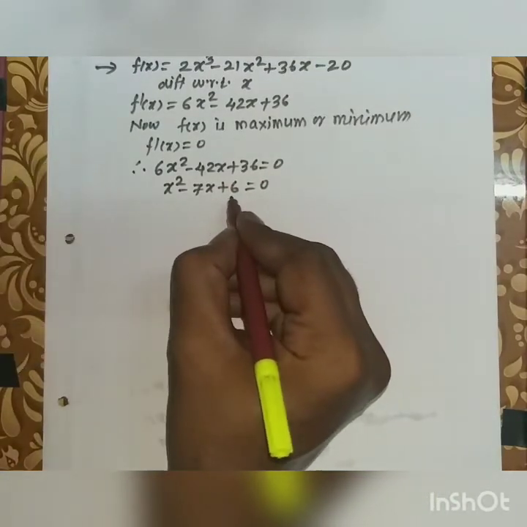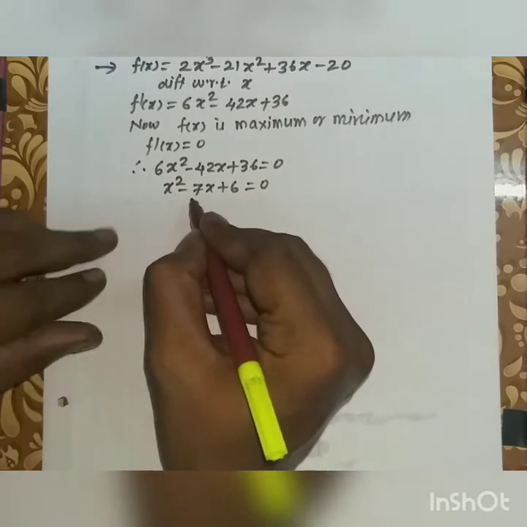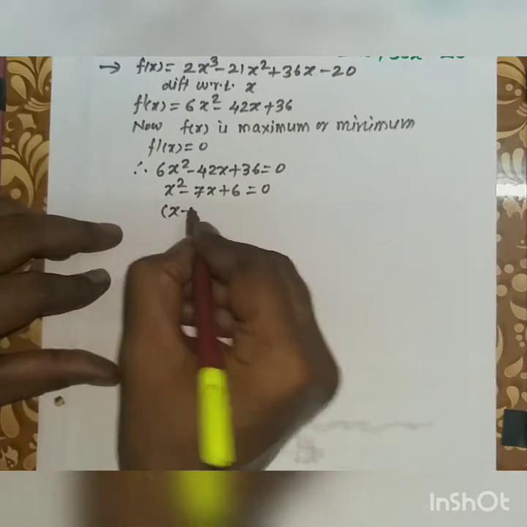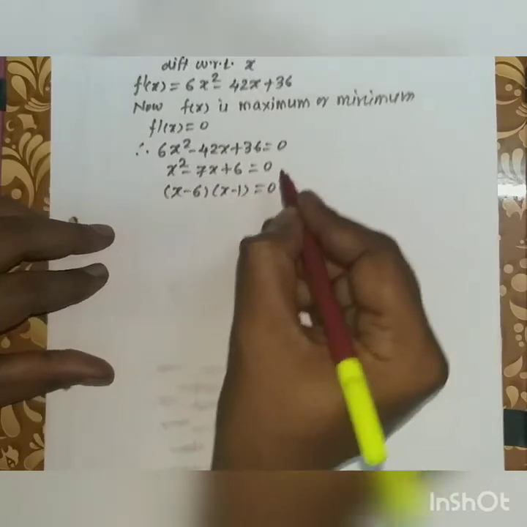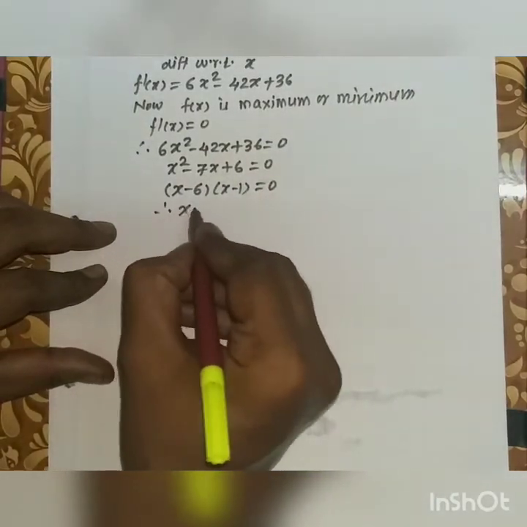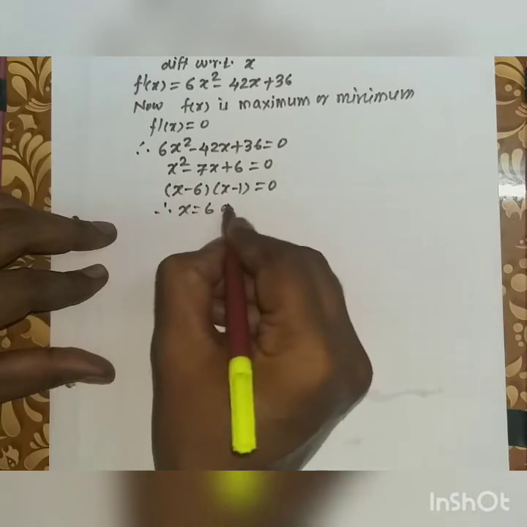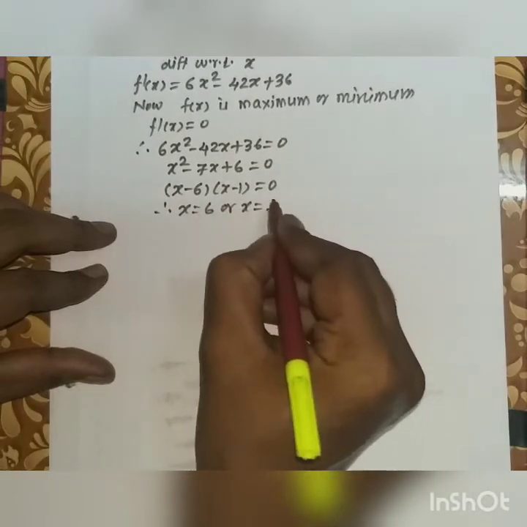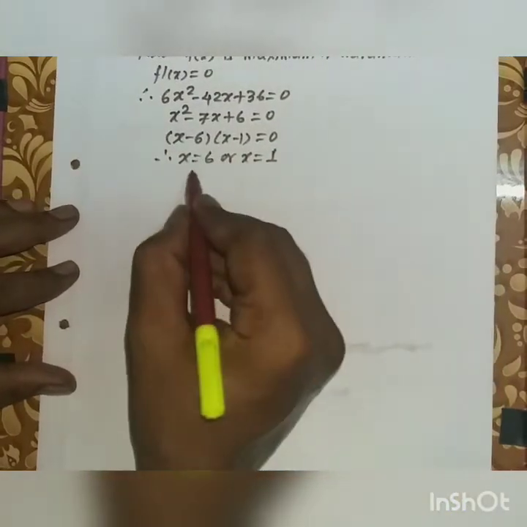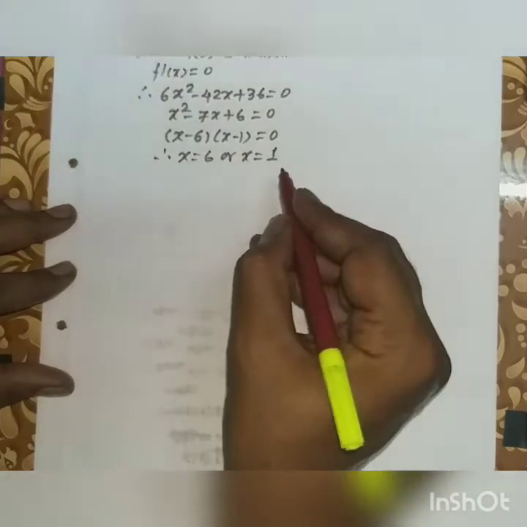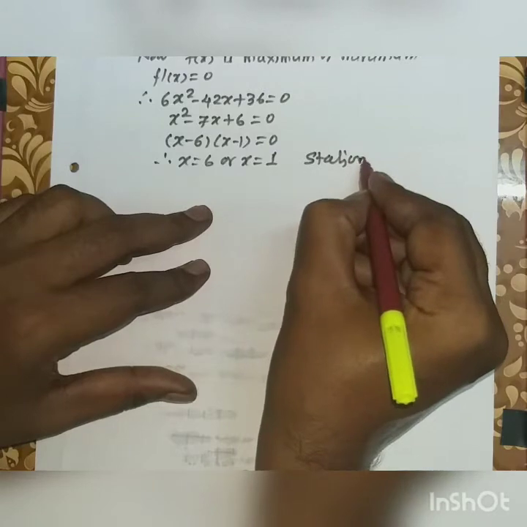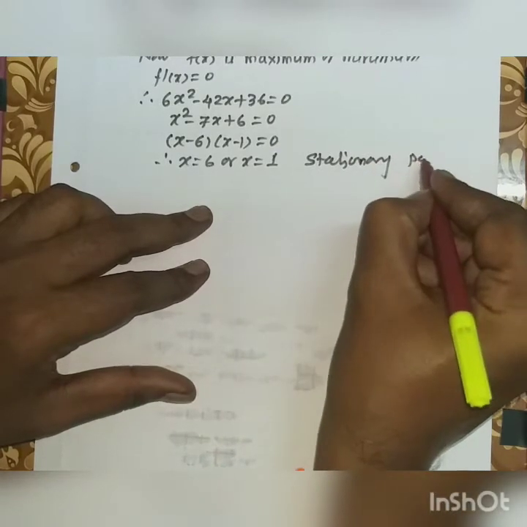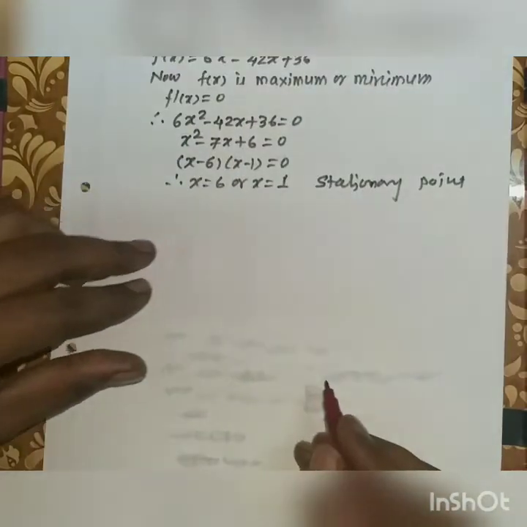Factorize 6 such that its product is 6 and sum is minus 7. This is a simple factor, x minus 6 and x minus 1 is equal to 0. Therefore, x is equal to 6 or x is equal to 1. These are 2 points. These points are called the stationary point or critical point.